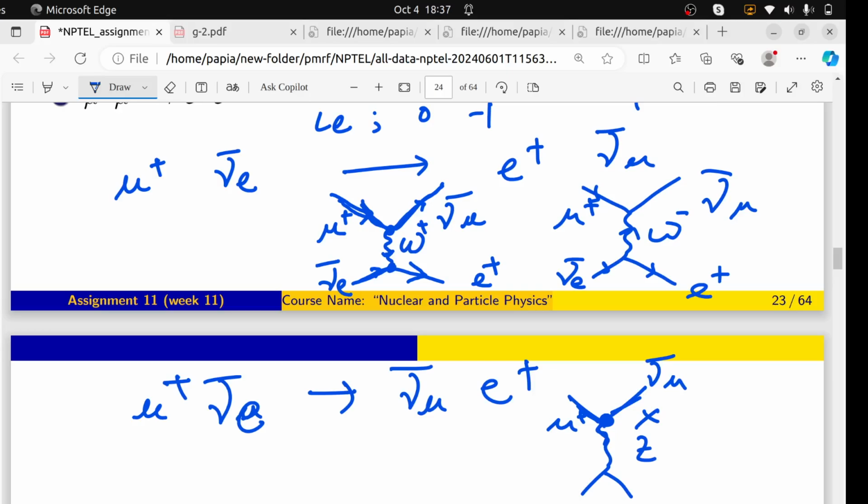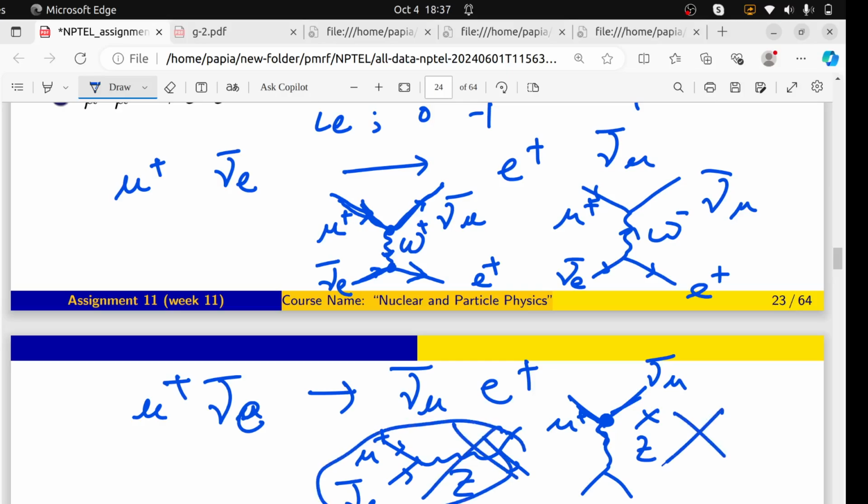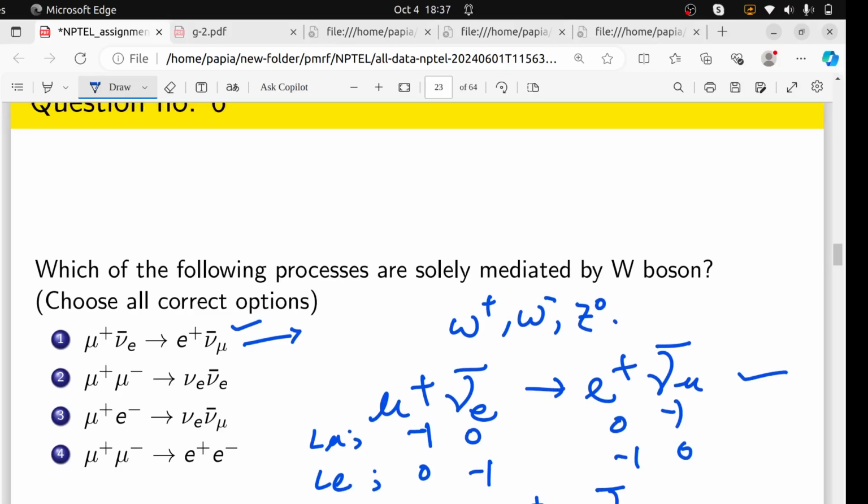So this vertex will not be happening. Another thing it can be possible, let's say I am writing this type: mu plus and mu e bar both are coming and these two are going, and Z boson. This is also not correct, because obviously the charge is not conserved, as well as the lepton number is also not conserved. So this whole process is not correct. So this interaction should only be possible if W is the mediator.